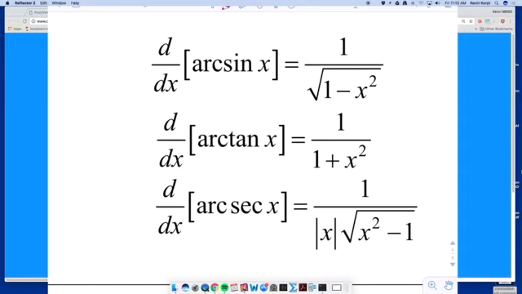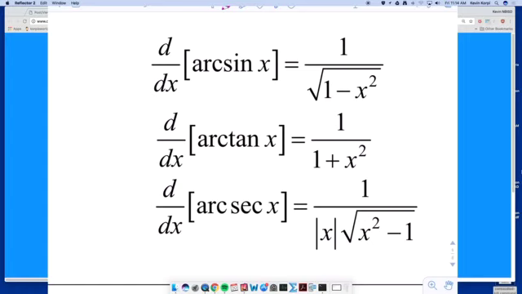Arcsecant of x, kind of the weirdo. It's 1 over the absolute value of x outside the radical, and then kind of like sine, it has a radical, but instead of 1 minus x squared, it's x squared minus 1. All right? So what do they all have in common? They're all 1 over, and they all have x squared and 1. Arcsine and arcsecant have radicals. Arctangent does not. 1 over 1 plus x squared.